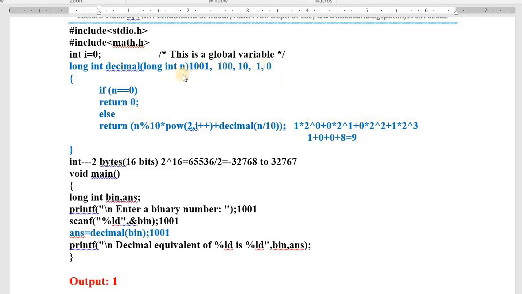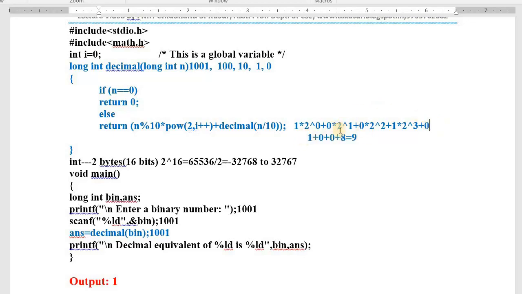We are passing 1. Is 1 equal to 0? No. 1 mod 10 is 1. 1 into 2 raised to 3. Then 1 upon 10 is 0.1. We pass 0. Is 0 equal to 0? Yes, it returns 0. It returns 0. Actually the machine is waiting for the output of the previous call.